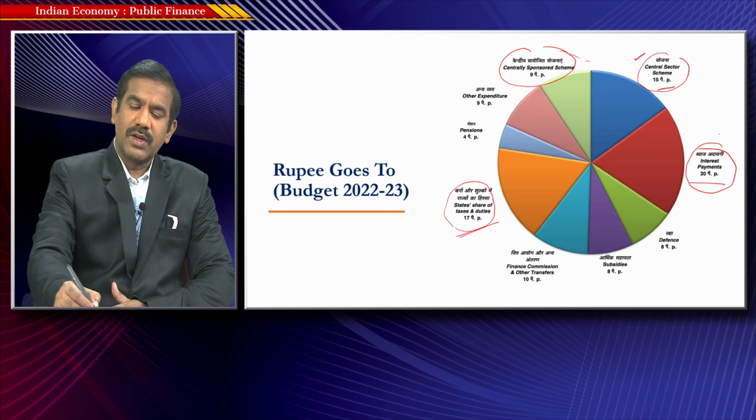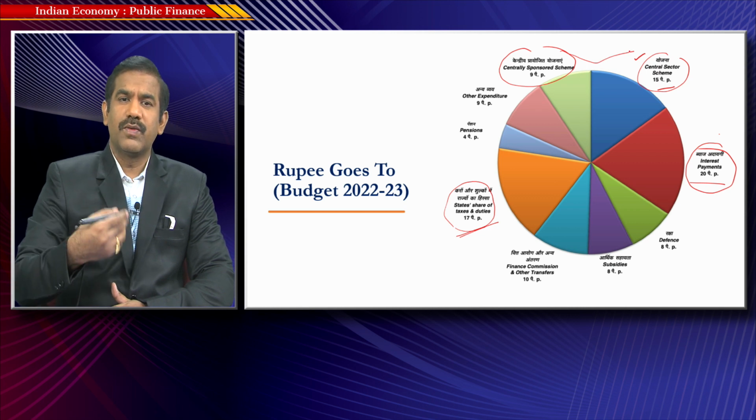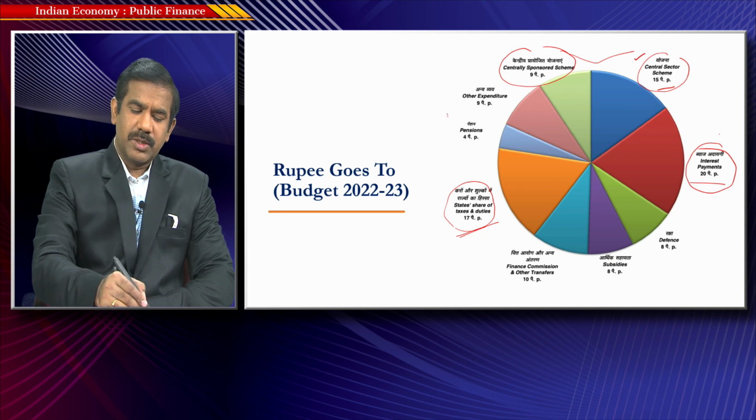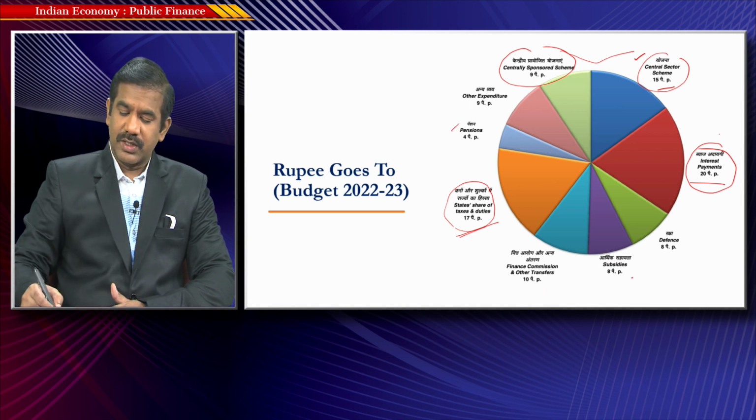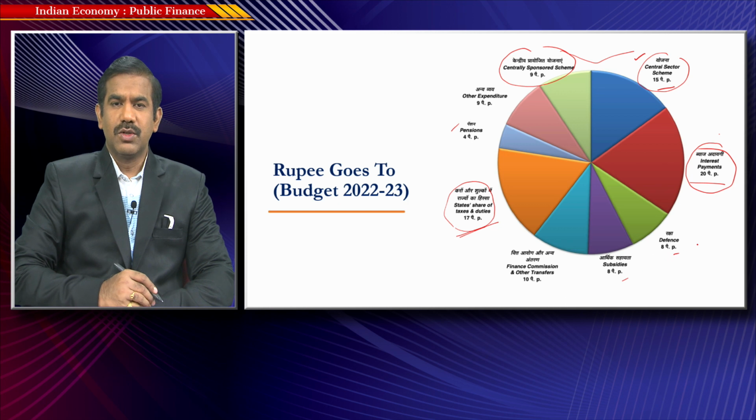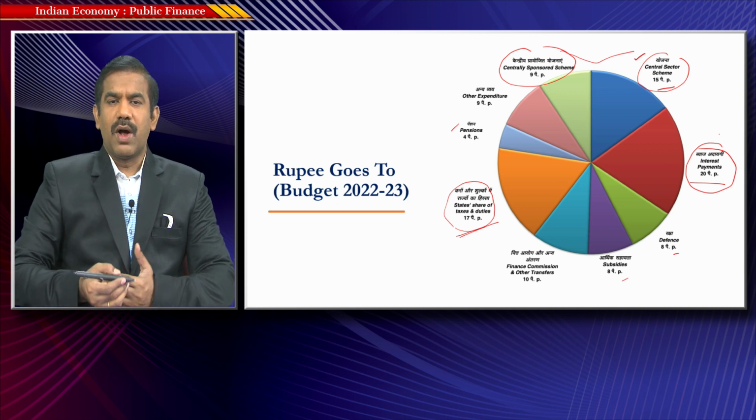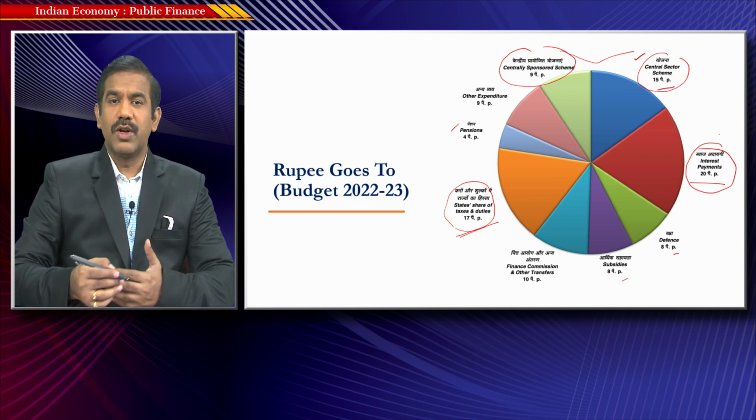There is also a further classification of these schemes, like core schemes and core of the core schemes. That is something I will leave to you as an exercise. And then come the other expenditures like pensions, Finance Commission transfers, subsidies, defense, and all these things. So this gives you a clear picture of where the rupee comes from, which we discussed, and where the rupee goes to, that is, how the government spends its money from the Consolidated Fund of India.